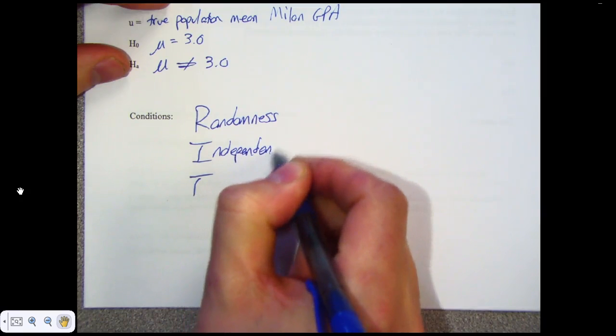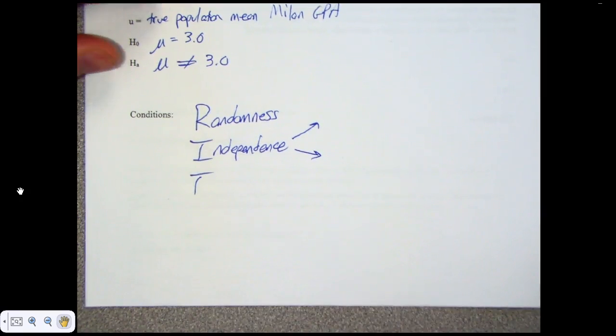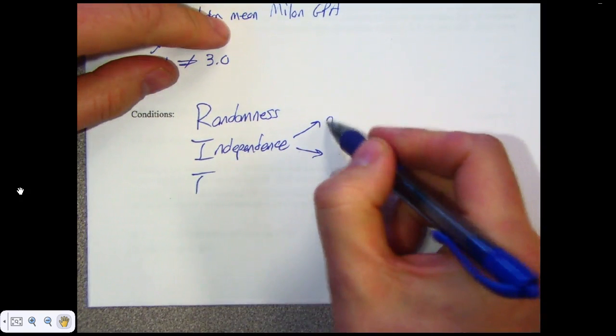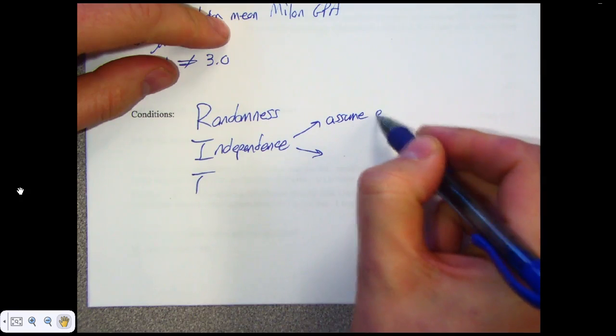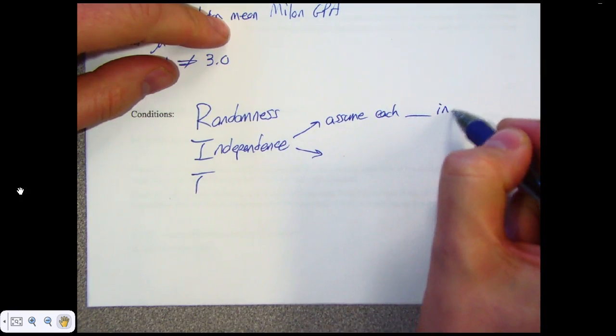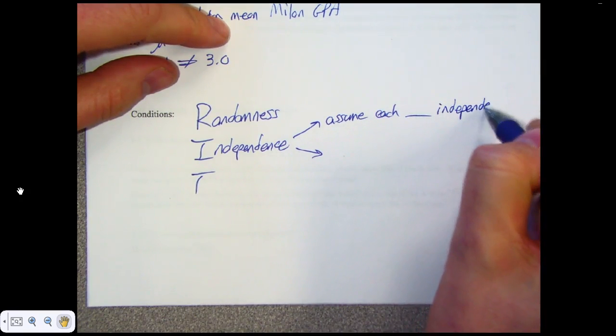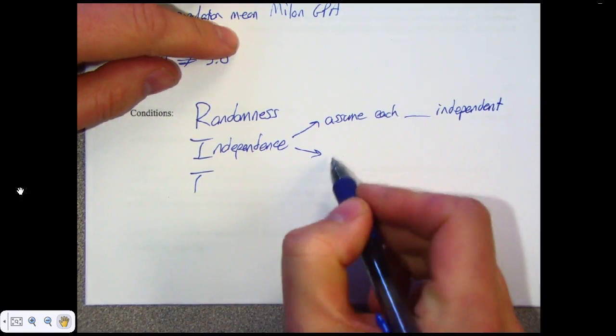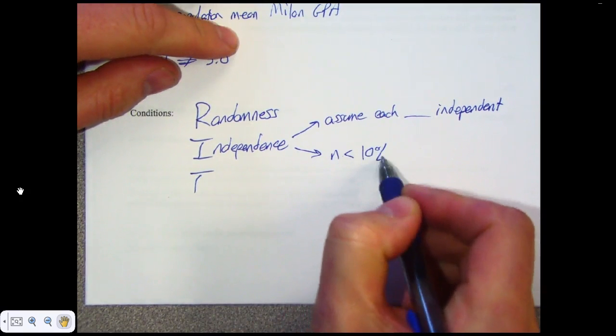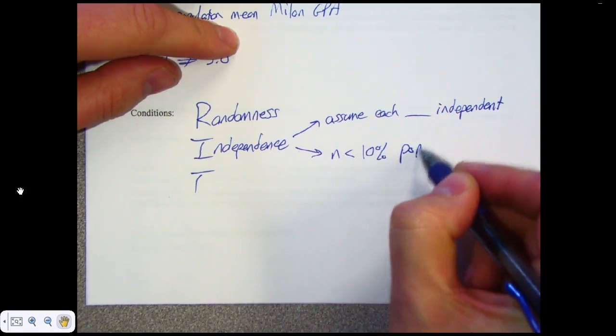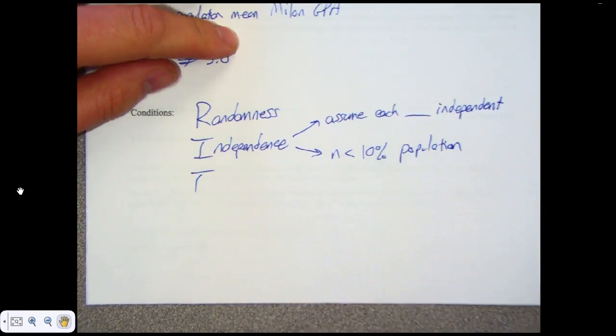Independence. There's two ways you can show independence. Mr. Smith, give me one. You can assume that they are independent. Assume each whatever is independent. Cooper, give me another one. Your sample is less than 10% of your population. So our sample is less than 10% of the population. You see one of those.